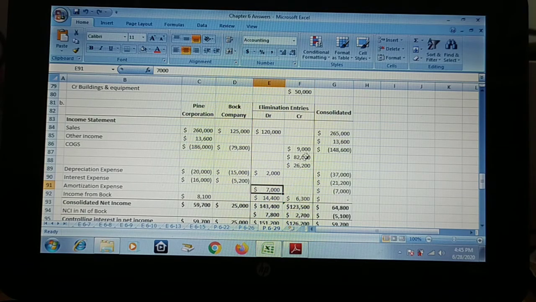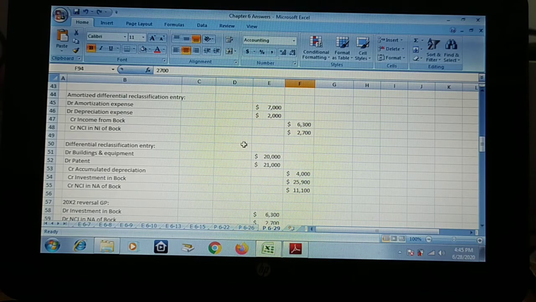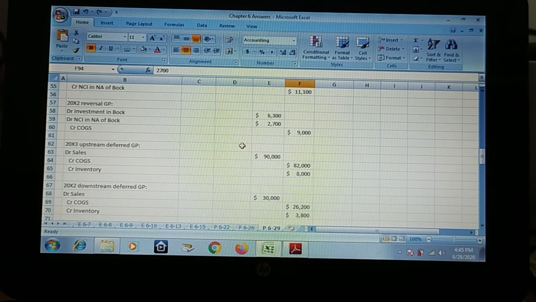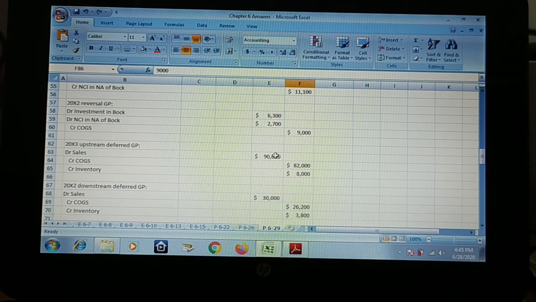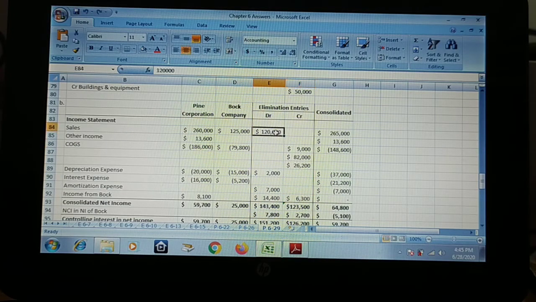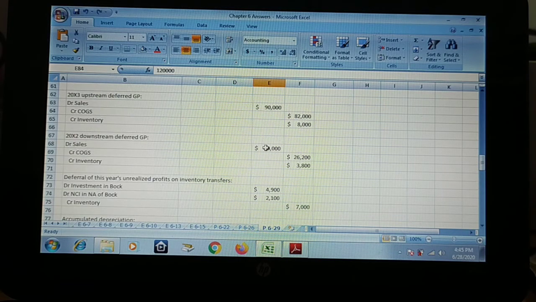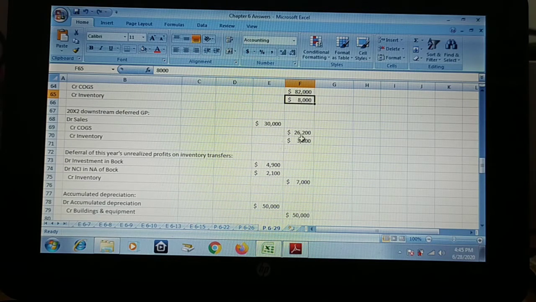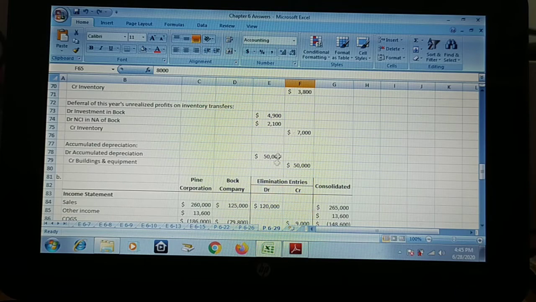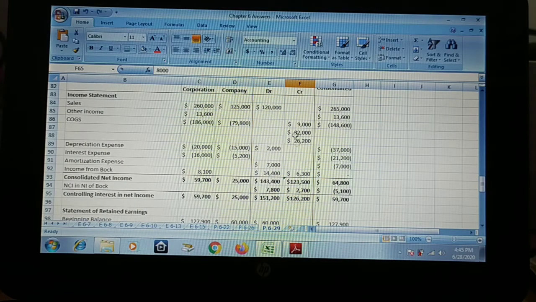Okay, this year. And then we have the reversal. Then we have the upstream deferred gross profit, 90,000. Actually, if you want to separate the row, it's okay. If you want to combine it with the next one, it's also okay. And then same thing, and then no more. Okay, so sum it down.